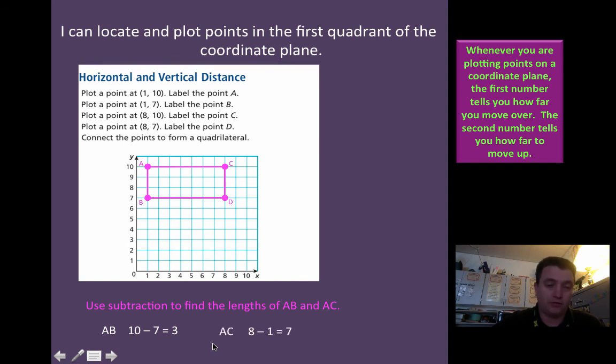Let me go back to the original one now. I go over 8 here, 1 here. So what this is telling me is the length between A and C is 7 units long. We don't know what the units are in this case, so 7 is fine for this. Here, from A to B, this is 3 units long. That's all we're doing when we figure this out. So when you have to use a subtraction problem, this is what they're looking for. How far over is the first point minus how far over is the other point, and that gives us our total distance. And that's it.